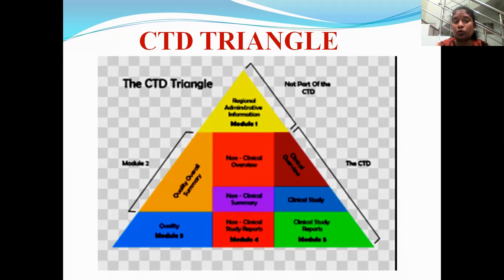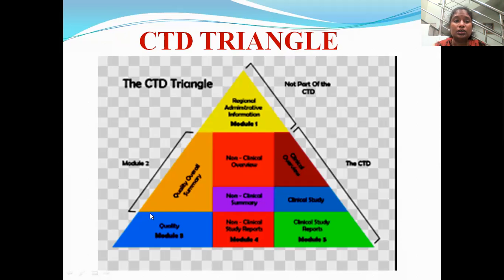For example, if you want to join a college, you will search for the reviews of that college. Like that, CTD also has more consistent reviews, and it is easier to analyze across applications, easier to exchange information, and facilitates electronic submission. Electronic submission is the online submission of the application, which we call eCTD.